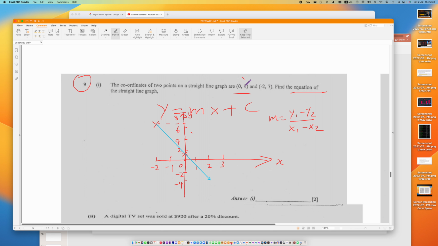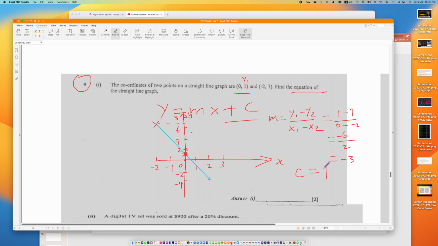The first one is always the y1. So I should see 1 minus 7, then 0 minus 2. So what's the answer? -3, right? So your gradient is equal to -3. Then your y-intercept? Where? Look yourself. Come closer. You see here, right? This is what? This is 2. This is 1. So c equals 1.